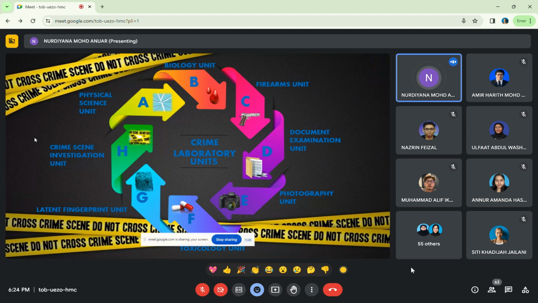Alright, so continue. For the document examinations, tadi saya dah explain. Hopefully you guys faham lah. Okay. Photography unit, about photograph. So kat sini kita akan ambil gambar dekat tempat kejadian and definitely we will process the photo. Sama juga untuk gambar-gambar yang mungkin kita jumpa dekat tempat kejadian.